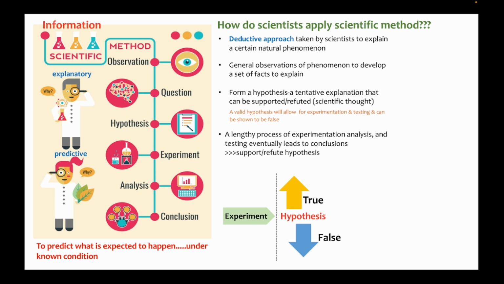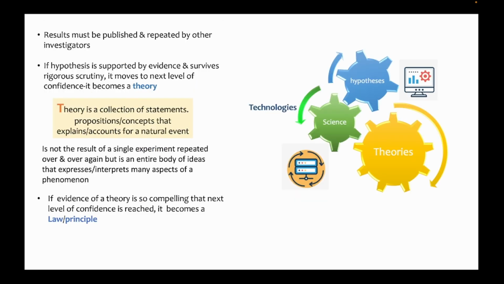Because once it's testable, you can design experiments to test it out. Then once you have designed the experiment, you carry it out, then you analyze the results, then you come to your conclusion. So that is the scientific approach. Then whatever hypothesis that you postulated can become theory when it's proven and accepted. Okay? But it takes time. So a theory is a collection of statements, propositions or concepts that explain and accounts for a natural event.